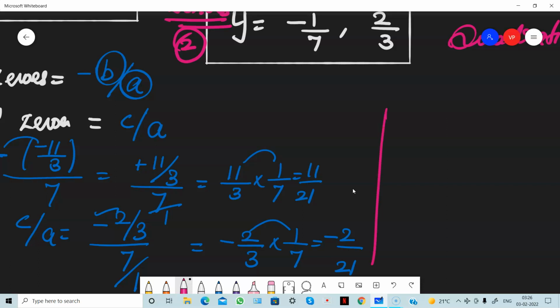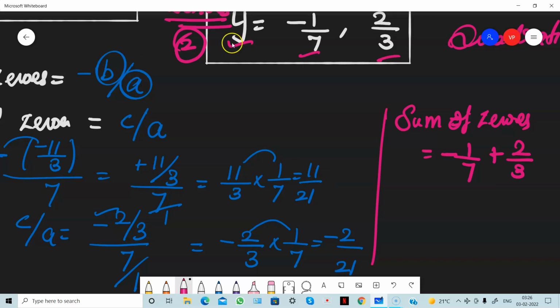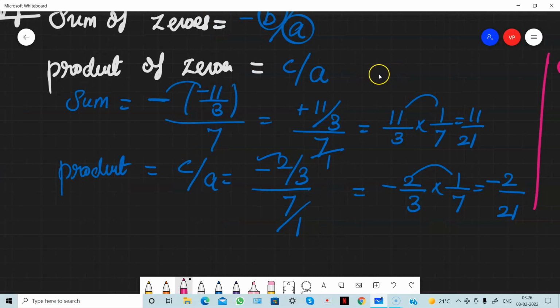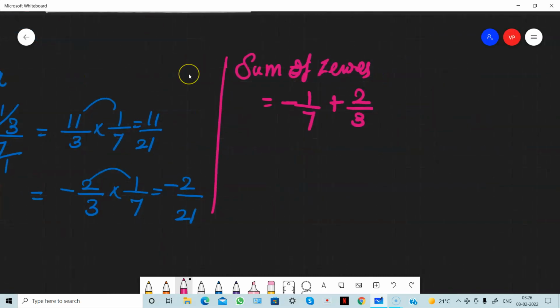Now, we have 2 zeros, right? So, I am going to find the sum of zeros. What is the sum of zeros? See, we find the zeros. That is negative 1 by 7 plus 2 by 3. I am adding, students. Why are you adding? We are going to find whether it is equal or not. That is verification, right? So we have found the coefficients, the sum, and now adding the zeros.